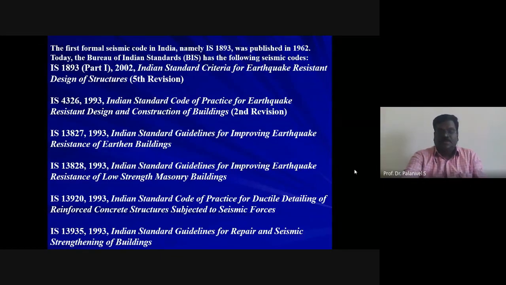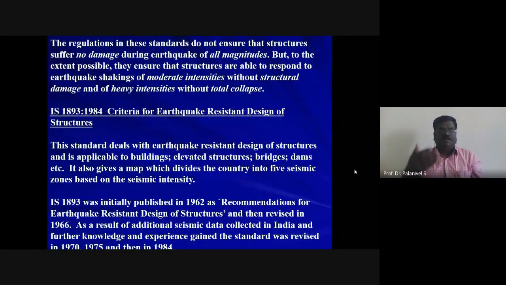There is IS 1893 of 1984, and afterwards it was revised in 2002. This write-up talks about the code provisions, but that's not important.